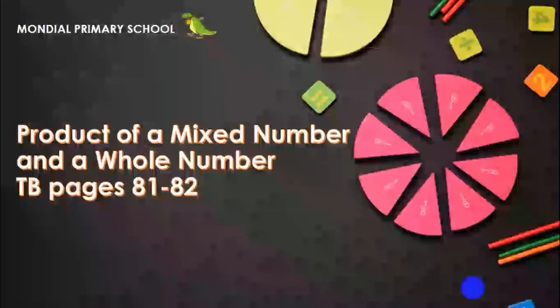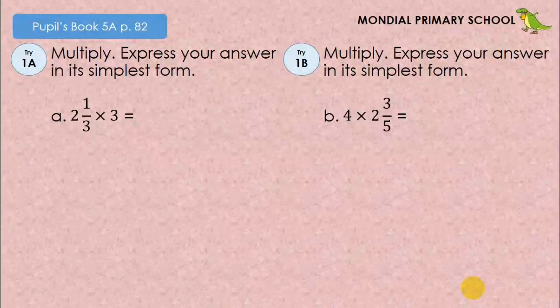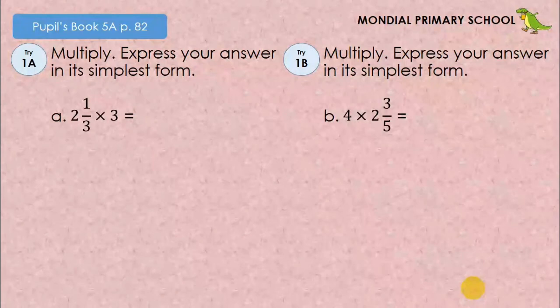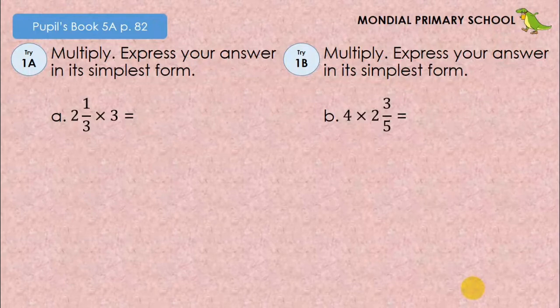Okay, now let's move to page 81 to discuss product of a mixed number and a whole number. Are you ready? Good. Let's move to page 82. Look at try 1A part A. 2, 1 out of 3 times 3.